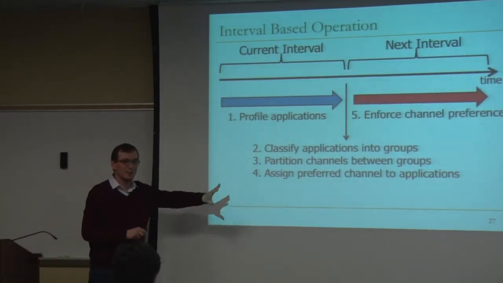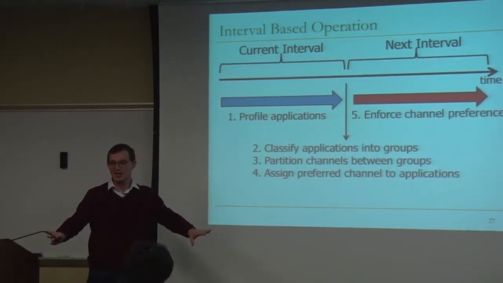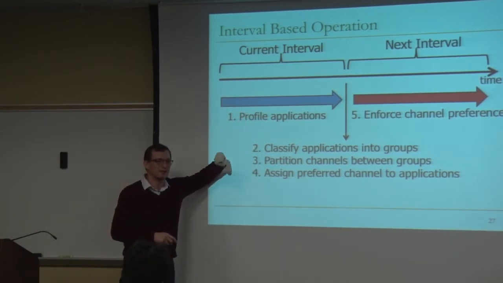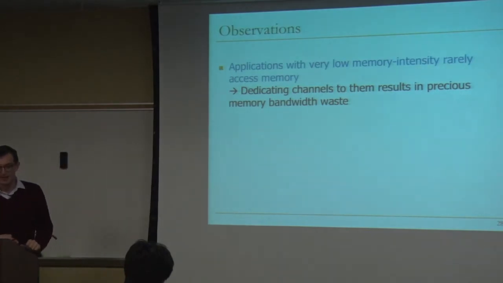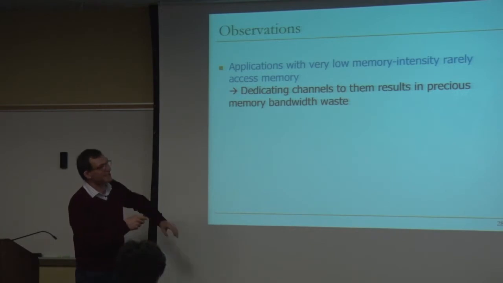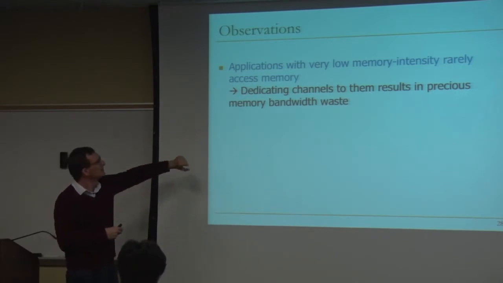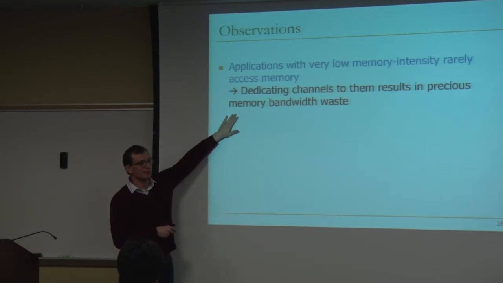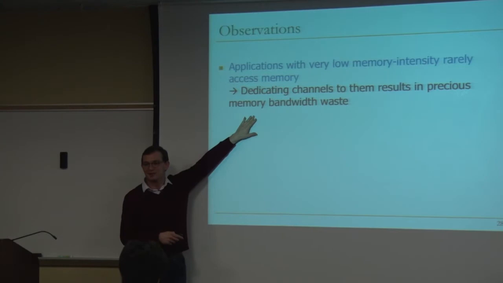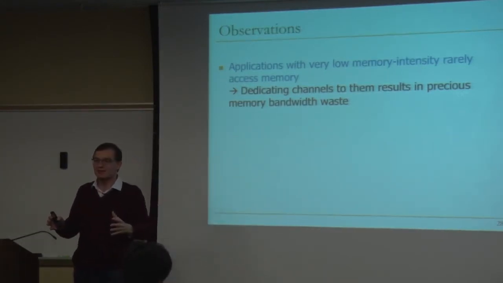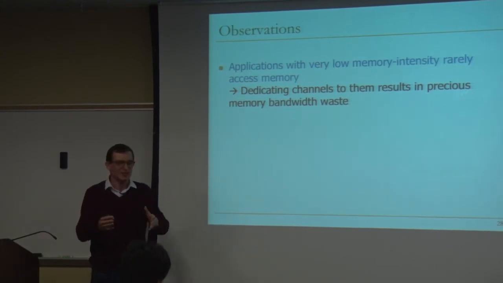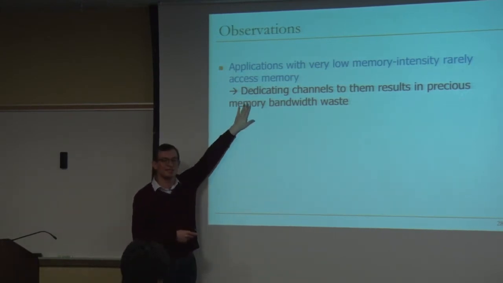This way, you can keep your memory scheduler simple, as it is today, but handle memory interference at the operating system level, in a hardware-software cooperative manner. This may not be ideal, though, because applications with very low memory intensity rarely access memory, as we've discussed. Right? And dedicating channels to them, even though there may be a lot of such applications, you may be wasting precious memory bandwidth. Right? You have some peak bandwidth in your channel, and you're putting all of these low memory intensity applications there, which are not using memory that much. So maybe it's not a good idea to handle these applications in this way.